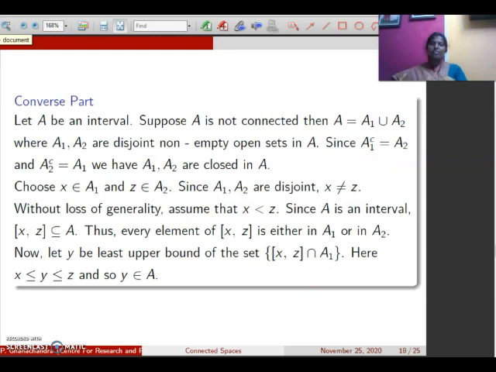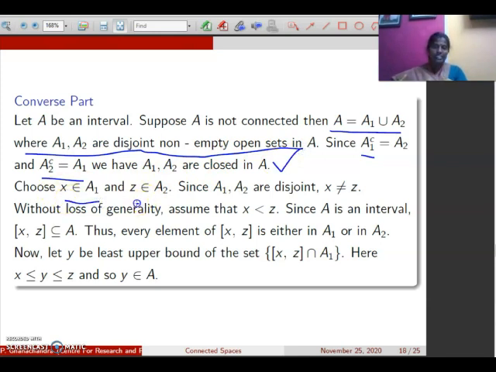The converse part is very simple, using the least upper bound property, that is the supremum. We assume that A is an interval. I have to prove that A is connected. Suppose A is not connected. This is the formal definition: A can be written as the union of two non-empty disjoint open sets. Since A1 complement equals A2 and A2 complement equals A1, A1 and A2 are closed in A. Take an element x belongs to A1 and z belongs to A2.